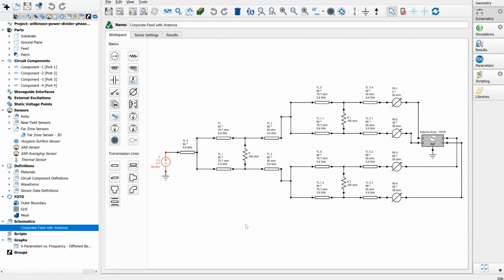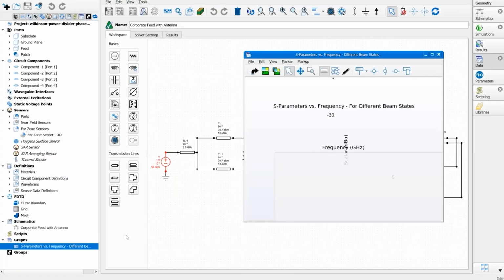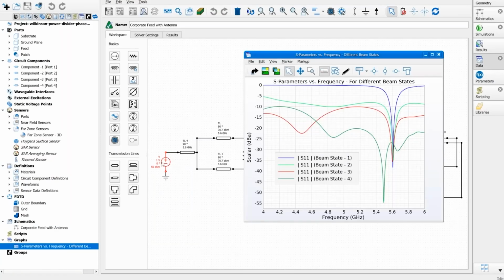So I can solve this circuit and graph the results, and if I'm looking at the reflection coefficient here at port 1, I can see how that reflection coefficient moves around depending on which beam state I'm looking at.